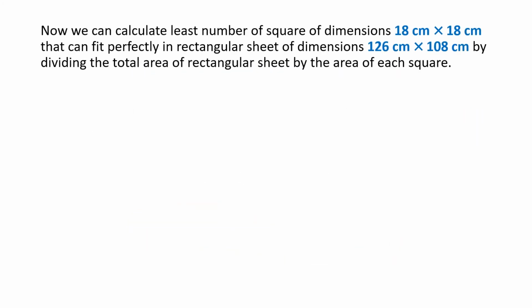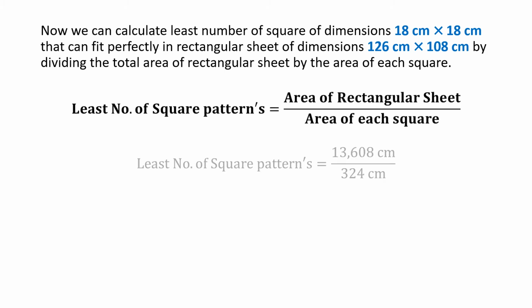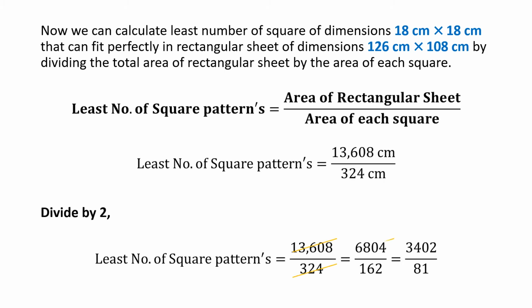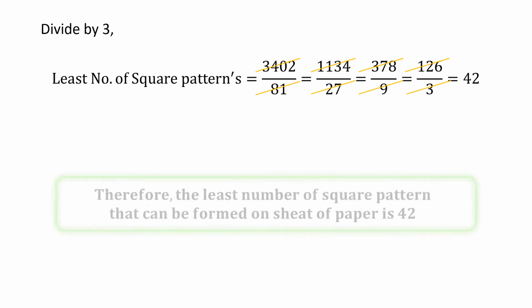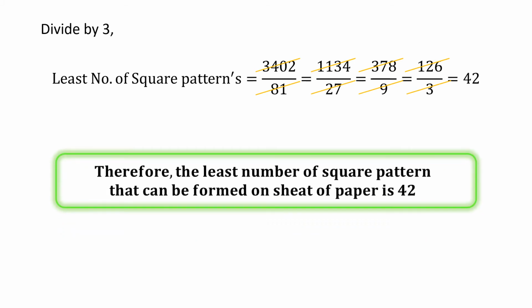Now we can calculate the least number of squares of dimensions 18 cm by 18 cm that can fit perfectly in the rectangular sheet of dimensions 126 cm by 108 cm, by dividing the total area of the rectangular sheet by the area of each square, as shown in the steps. Therefore, the least number of square patterns that can be formed on the sheet of paper is 42.